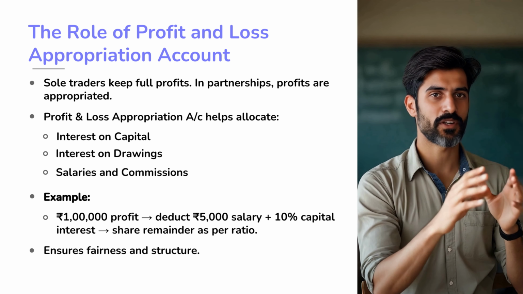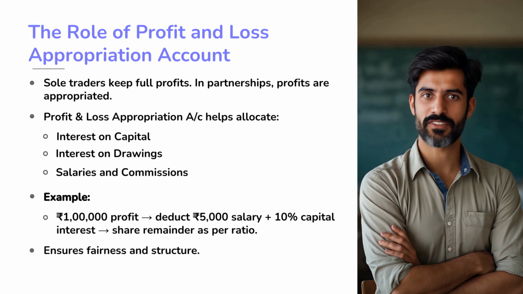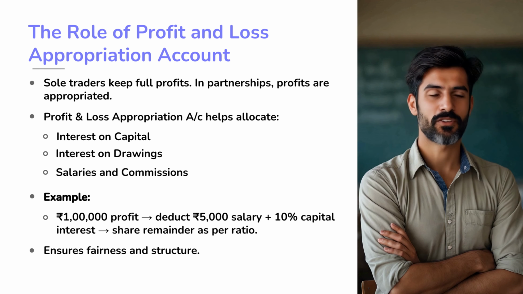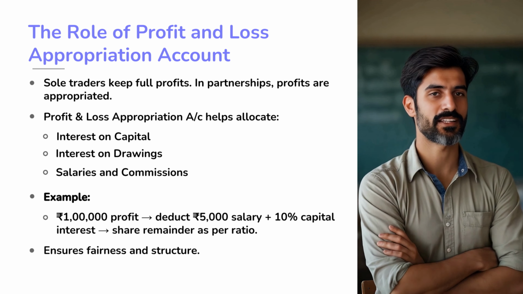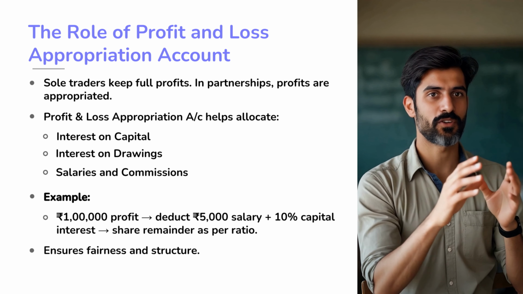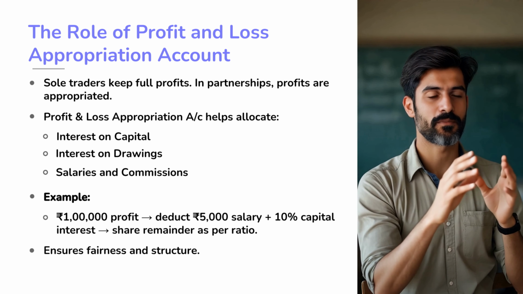Let's say the firm earns 1 lakh. If the deed says a partner gets 5,000 salary and 10% interest on capital, these are deducted first. Only then is the remaining profit shared in the agreed ratio. It's fair, it's structured, and it's essential in partnership accounting.